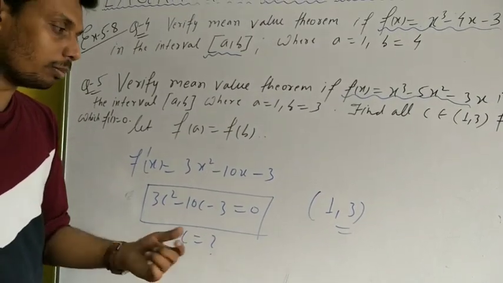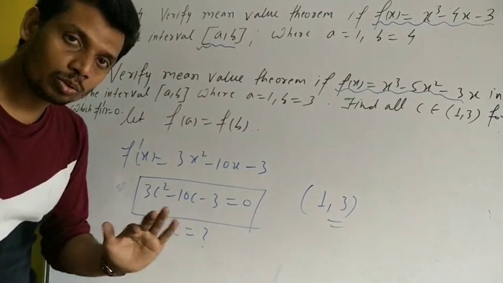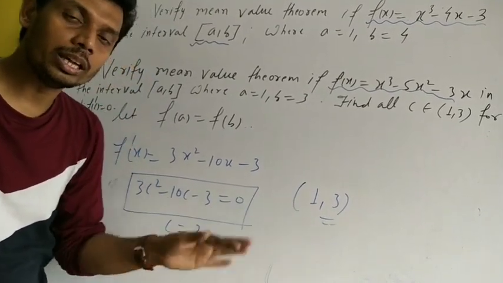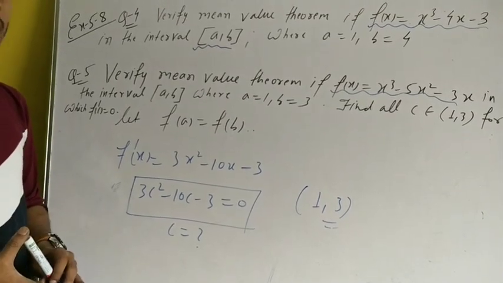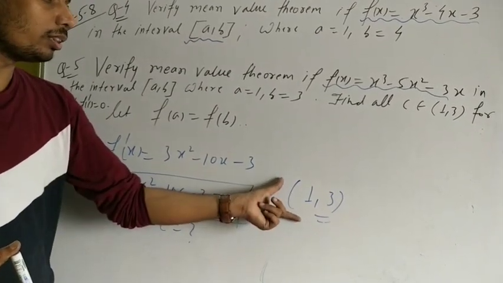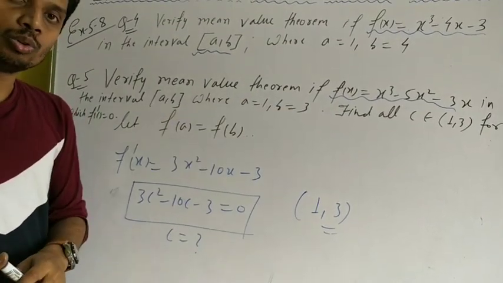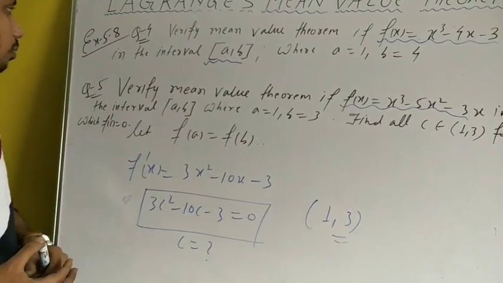But at the same time, if the value of c which comes out does not lie in this open interval 1 comma 3, then we say that for no value of c in the open interval 1 comma 3 is f dash c equal to 0. I hope that this part is clear to you all. Okay. So this was question number 5.